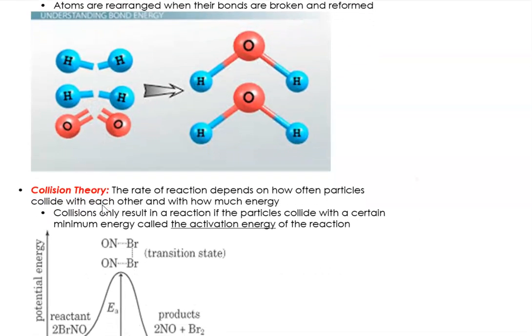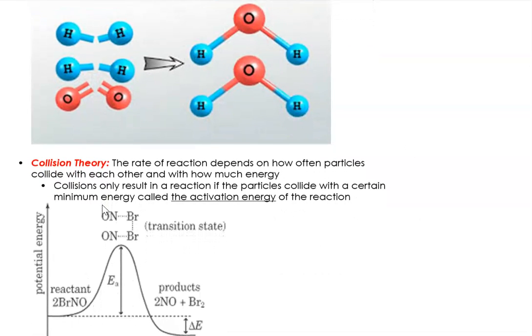So collision theory is stating that the rate of the reaction depends on how often particles collide with each other and with how much energy. The more they run into each other with more energy, there's going to be more of these reactions happening. If there are fewer collisions with less energy, there's going to be less of a reaction. So what we're going to be studying is how we can control how quickly a reaction happens, which is the basis for what collision theory is.